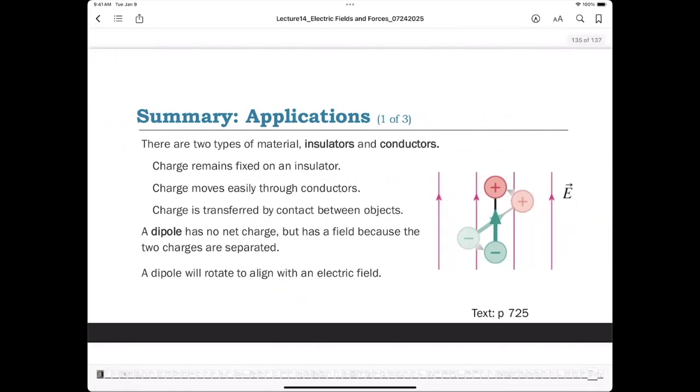And there are some applications. There are two types of material, insulators and conductors. Charge remains fixed on an insulator. Charge moves easily through conductors. Charge is transferred by contact between objects. A dipole has no net charge but has a field because the two charges are separated. A dipole will rotate to align with an electric field. We talked about how the dipole will rotate to align with the electric field. Okay.